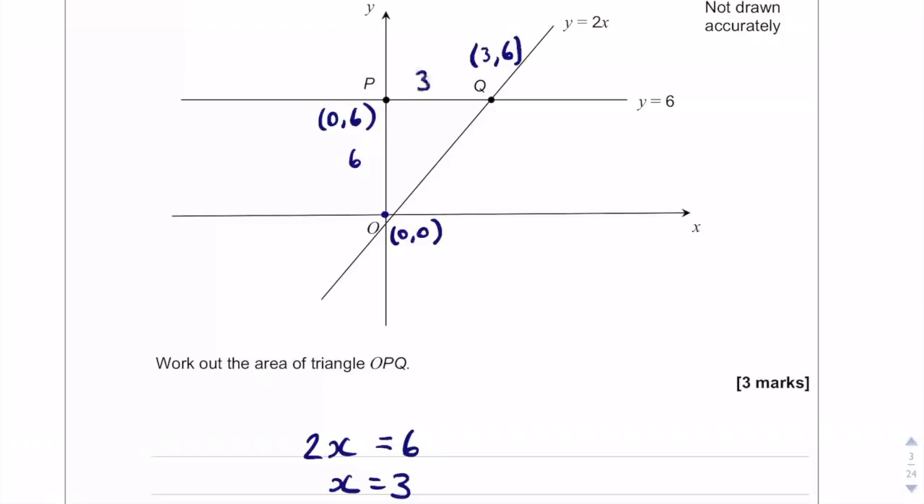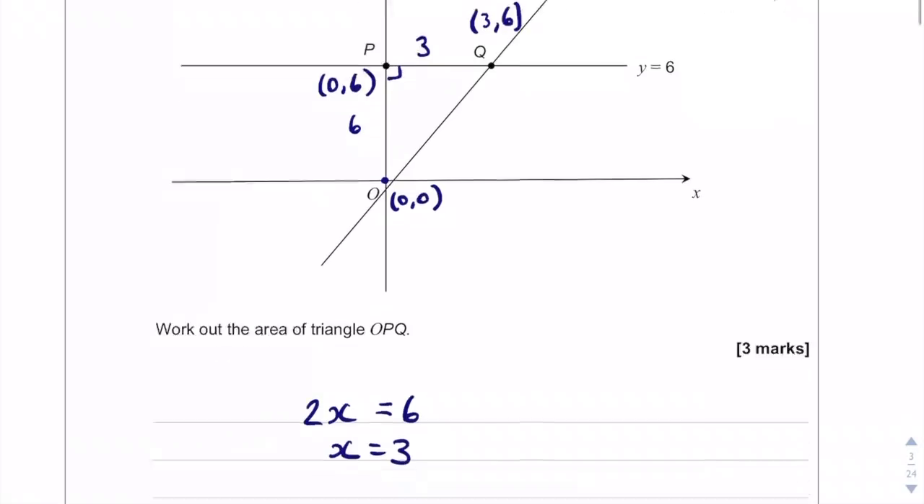And the other thing I know is that the line y equals 6 is perpendicular to the y-axis. So there's a right angle there. So now I've basically got a right angle triangle with a base of 3 and a height of 6. So I can work that out using my formula, a half times base times height.